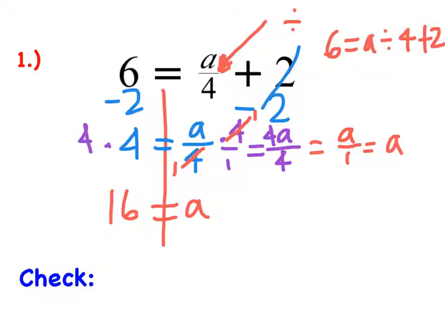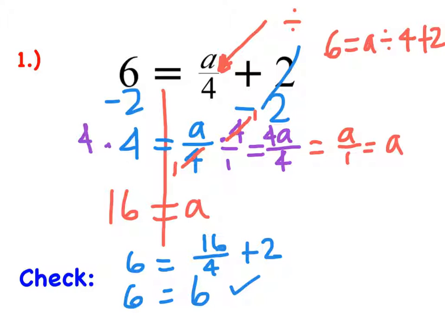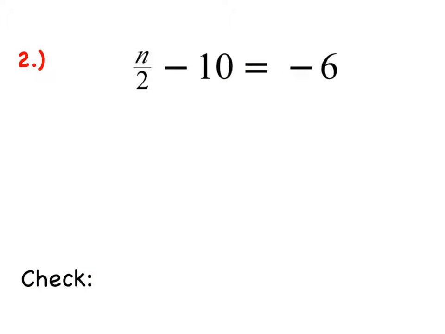Let's do the check. So 6 should equal 16 divided by 4 plus 2. And when I type it into my calculator, 16 divided by 4 plus 2 does give me 6, so I know that I got the correct final answer. All right, let's take a look at another problem.